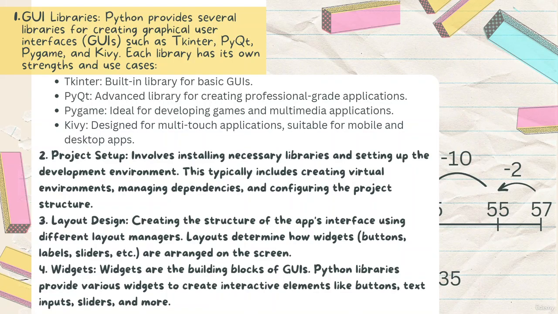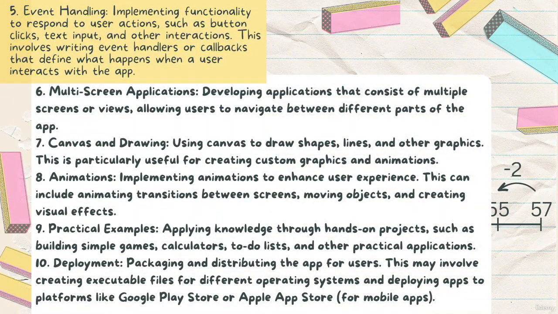4. Widgets. Widgets are the building blocks of GUIs. Python libraries provide various widgets to create interactive elements like buttons, text inputs, sliders, and even more. 5. Event handling. Implementing functionality to respond to users' actions such as clicks, text input, and other interactions. This involves creating event handlers or callbacks that define what happens when a user interacts with the app.